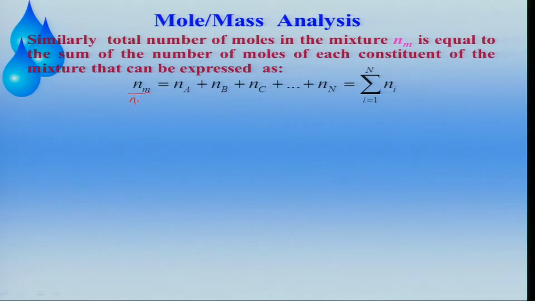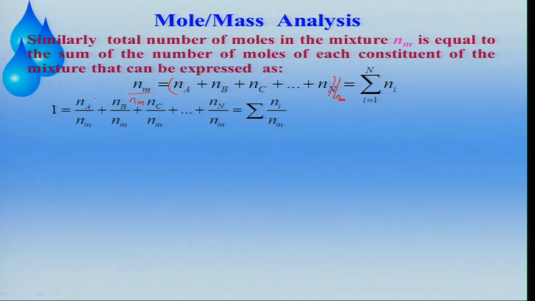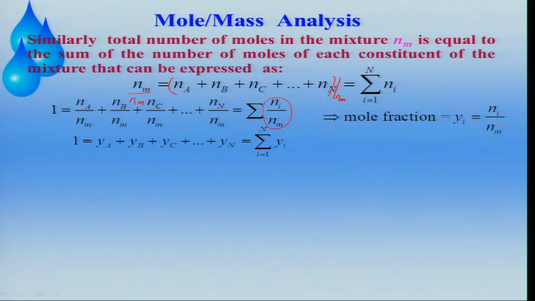If I divide this by Nm, in a similar way I can write this expression as 1 equals Na by Nm, Nb by Nm, up to Nn by Nm, and keep in mind that this can be written as the summation of Ni by Nm. If I define this as the mole fraction of the ith species, Yi is nothing but Ni by Nm. So, we can write a similar expression, Ya plus Yb plus Yc till Yn, the summation of Y. What this indicates is that the sum of mole fractions of all the constituents in a mixture is equal to 1.